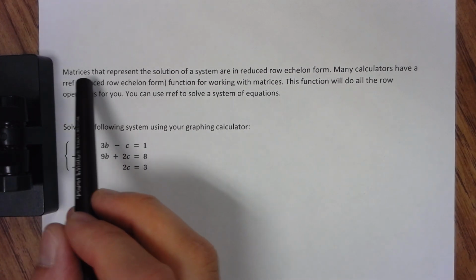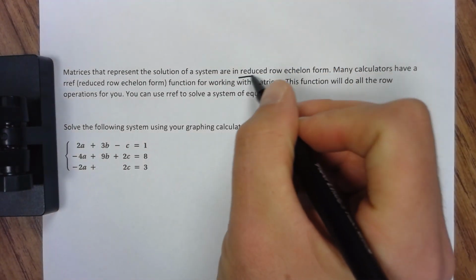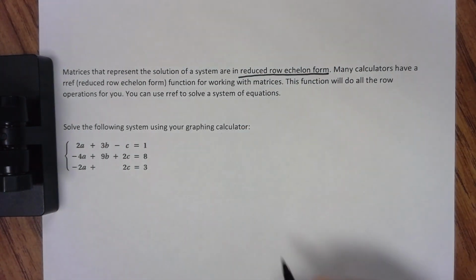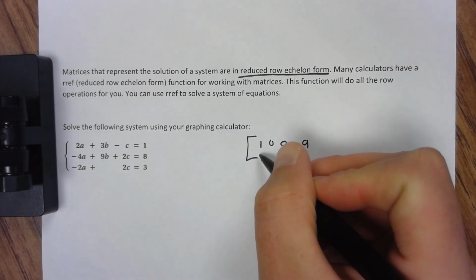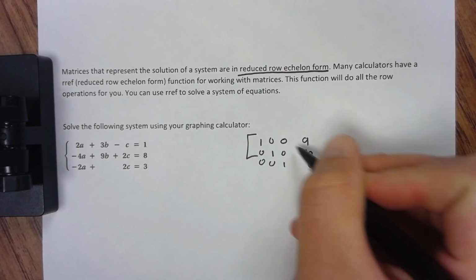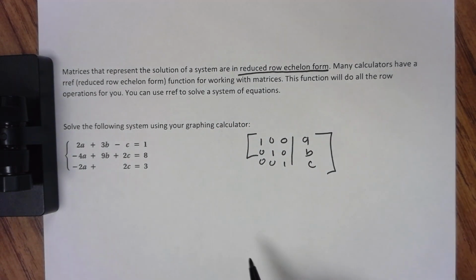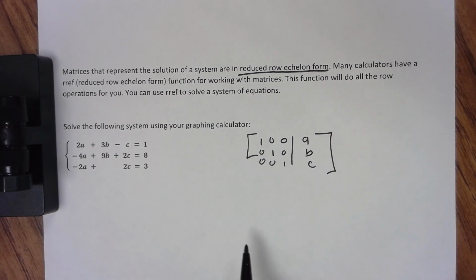So matrices that represent the solution of a system are in what's called reduced row echelon form. That's what we saw yesterday. That's that form that goes 1, 0, 0, A; 0, 1, 0, B; and then 0, 0, 1, C. Okay, so with the three variable system, we want to get our matrix into this form, and the calculator again is going to do that for us.